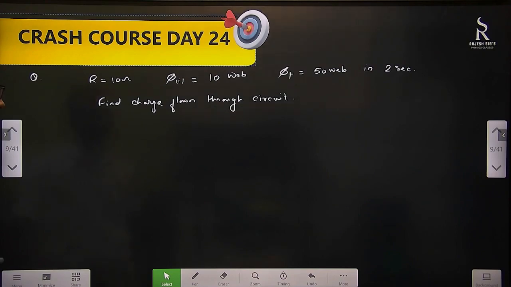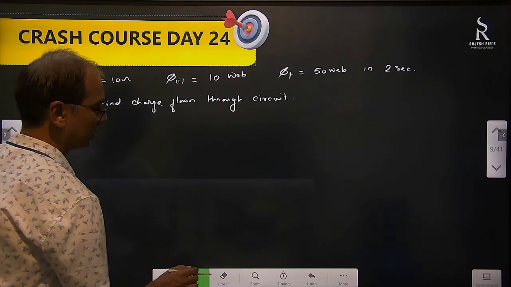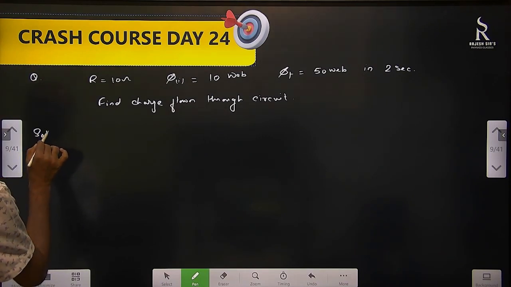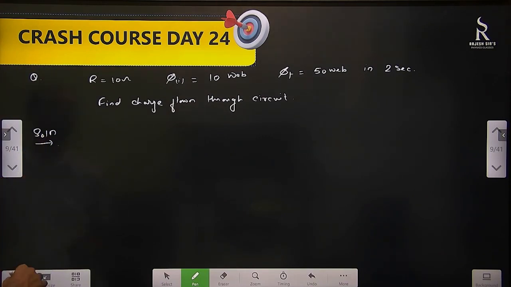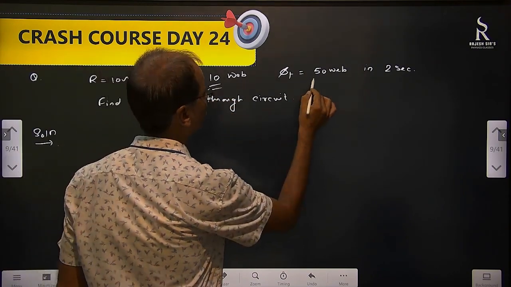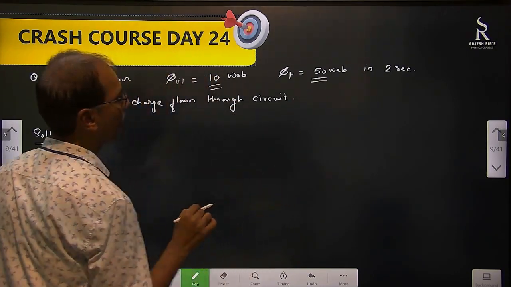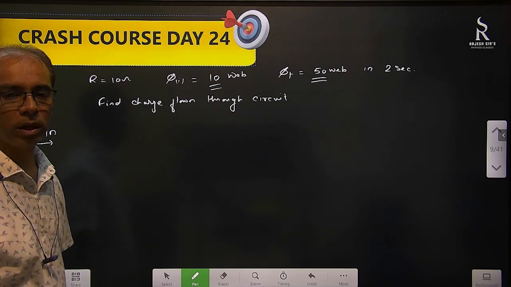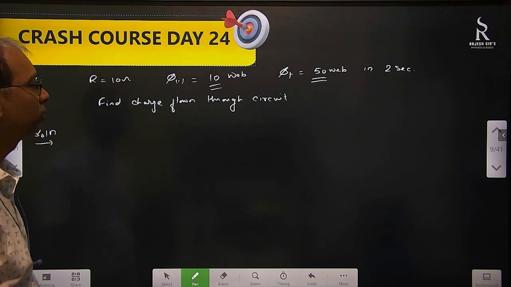Right. A few more questions are there on this one. Let's see what we can do. So here the question says R equal to 10 ohm. That means resistance of the coil is given. Initial flux is given to you as 10 Weber. Final flux is given as 50 Weber. The change is happening in 2 seconds. Find the charge flown through the circuit. How to find the charge flown?